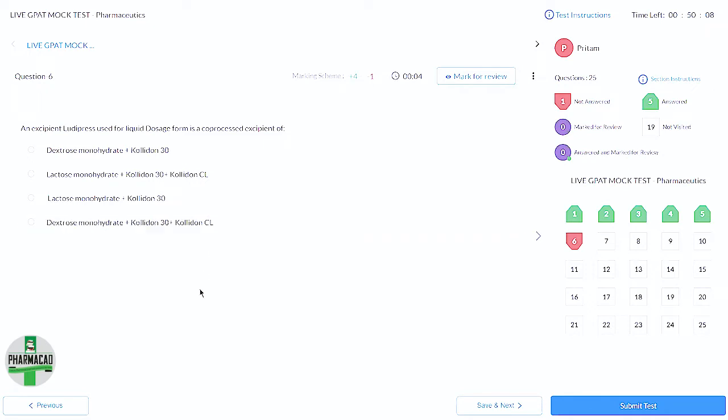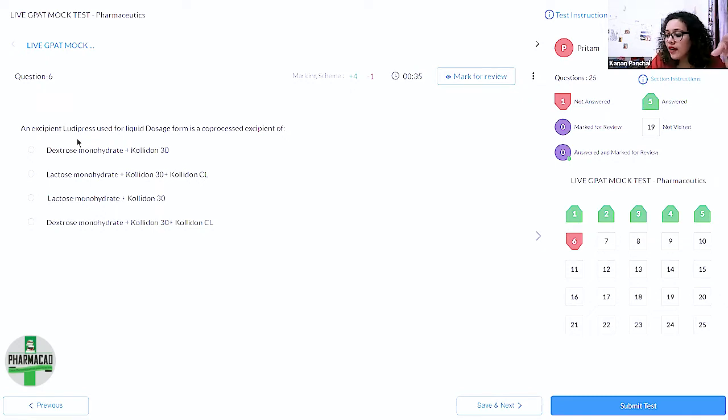So an excipient Ludipress used for liquid dosage form is a co-processed excipient of. So I don't think this is there in your book. While teaching you all monophasic also, I've not come across this or any other thing, right? So Ludipress दो forms में available होता है, Ludipress as such and Ludipress LCE. So here it is asked Ludipress में क्या होता है?